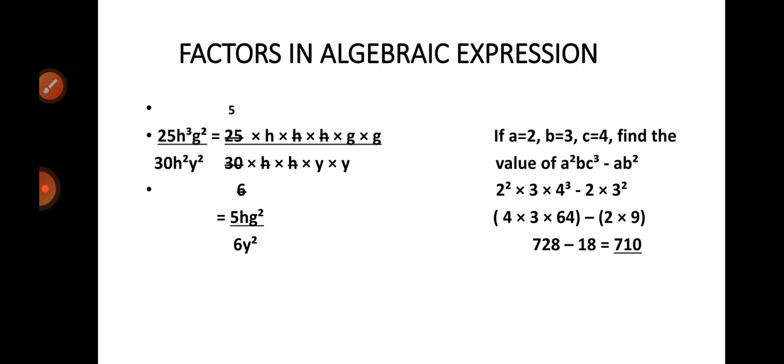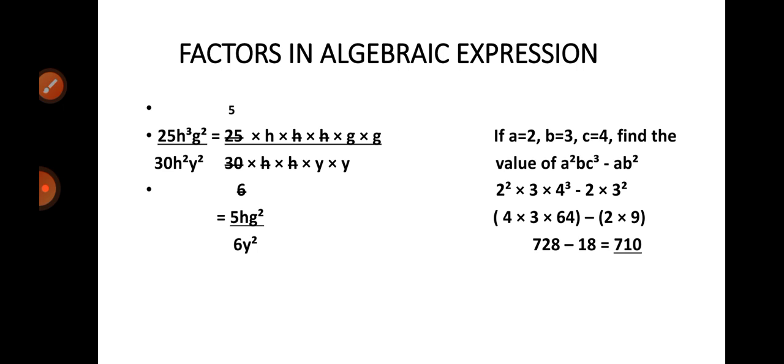The h's have been crossed out. We have 6 here, then we have 2 y's. That's why we have 6 and y to the power of 2. In the numerators, the numbers on top, 25 has been crossed out. We have 5 times 1 h remaining times 2 g's. That's why it's g to the power of 2. And that's our final answer.